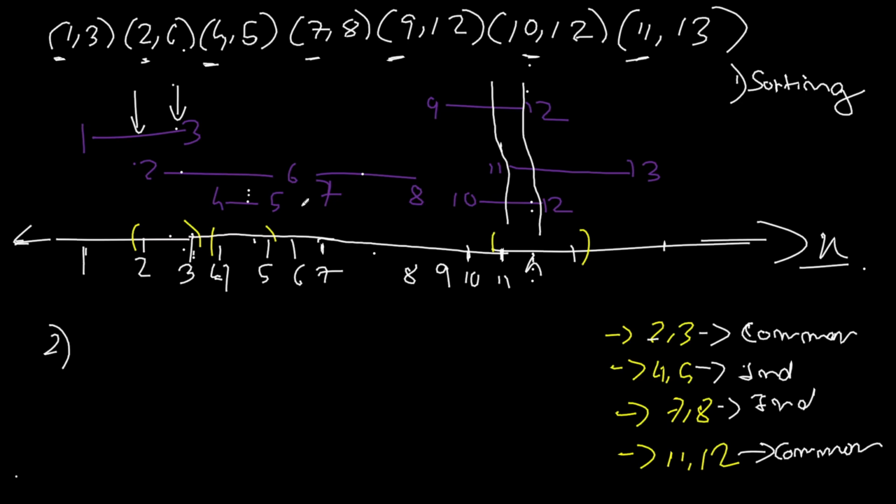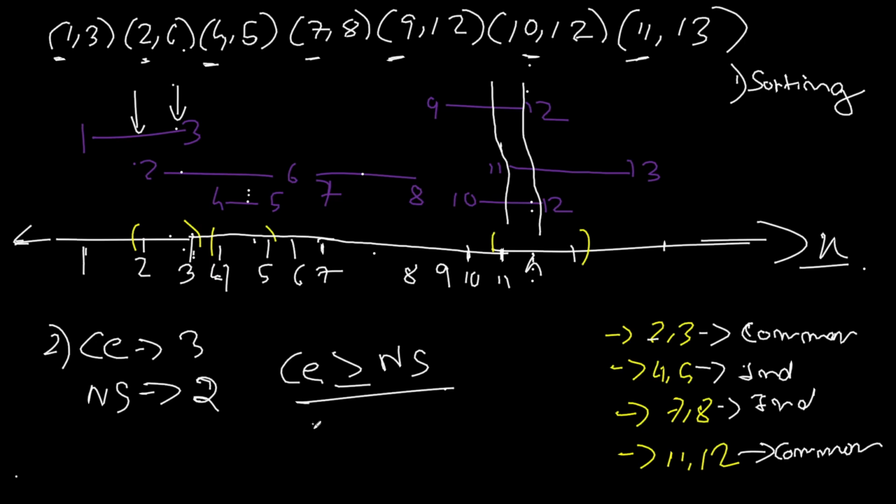Second thing to be observed here is that if the current end, suppose you're standing at 1 comma 3, right? So the current end value is what? It's 3. Next start, which is 2 comma 6, right? Next start value is 2. What you observed here, if current end is greater than or equal to the next start, overlapping is 100% there. Fine. Take any case.